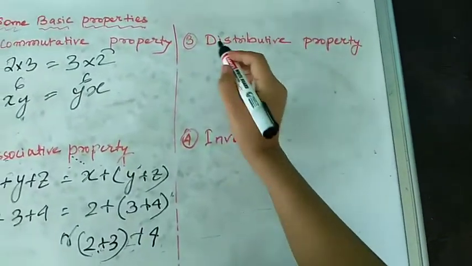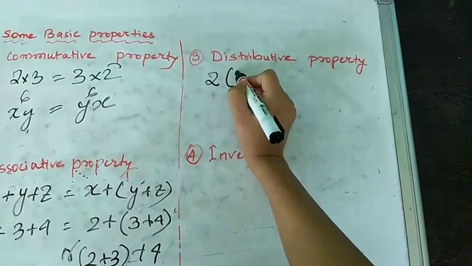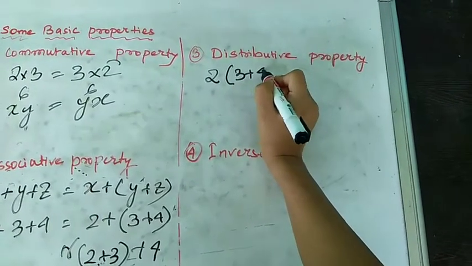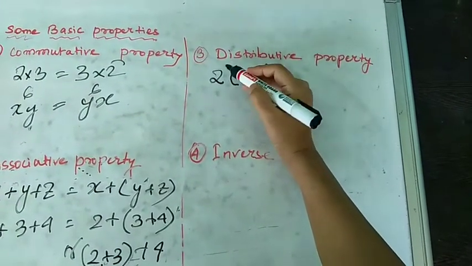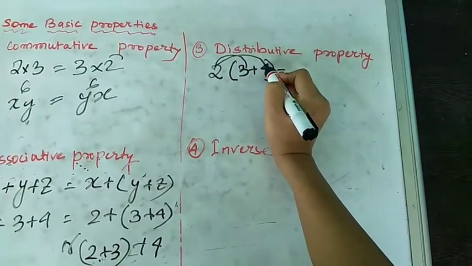Now, let us look at the distributive property. In a distributive property, let's say the numbers are 2 into 3 plus 4. Now, what we do is, we distribute this 2 to 3, we distribute the 2 to 4.